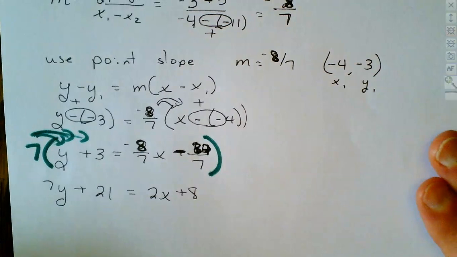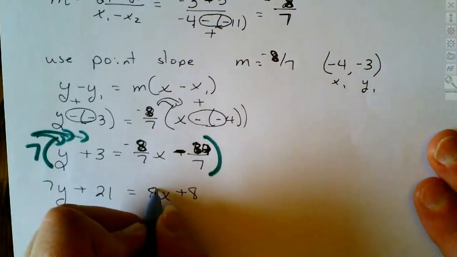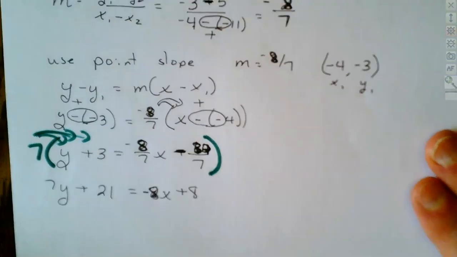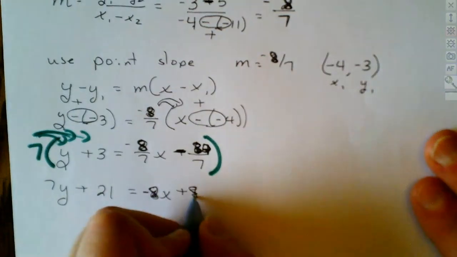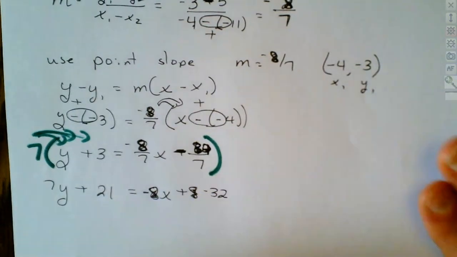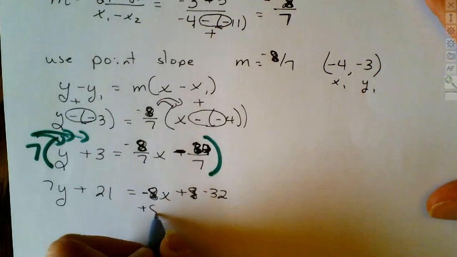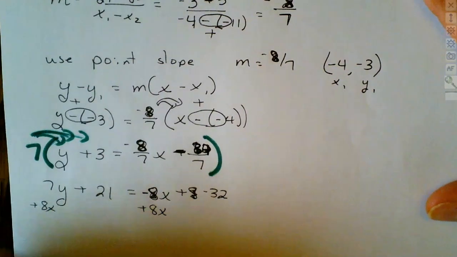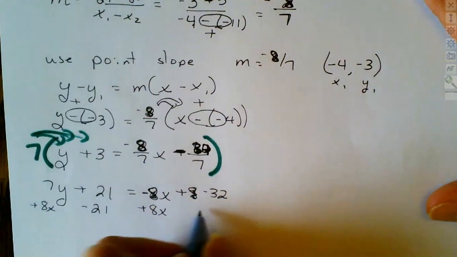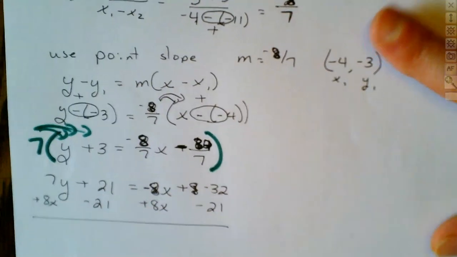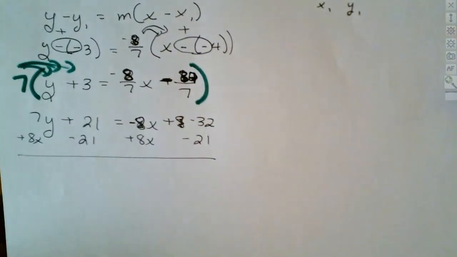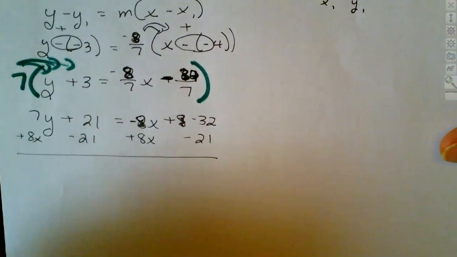Now we'll clear out our fractions. And that's going to make that a negative 8x there, and a negative 32. Hopefully we did it correctly from here. I just got in a little bit of a hurry, but everything looks like it's going to work out correctly from here. We'll move that 8x over because we want it in standard form, and move that 21 over as well. Sorry about that confusion, but hopefully you see the mistake and where it's at.